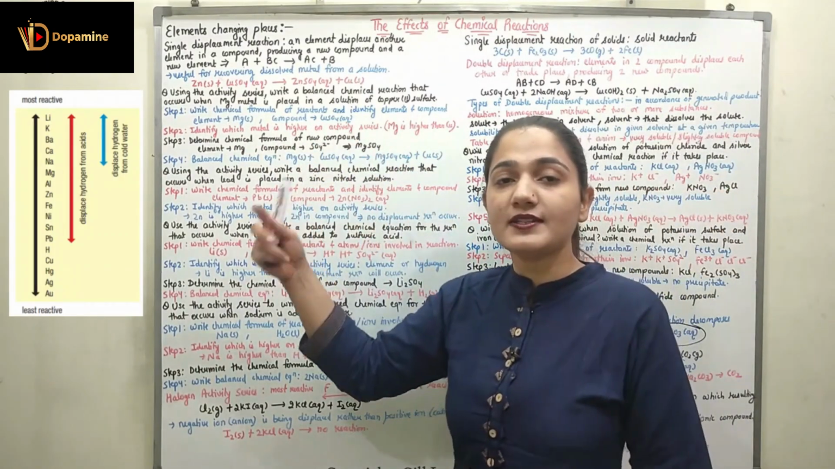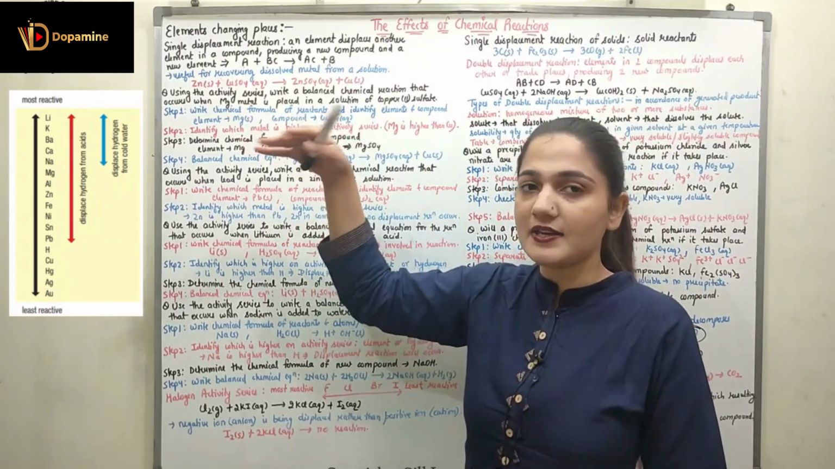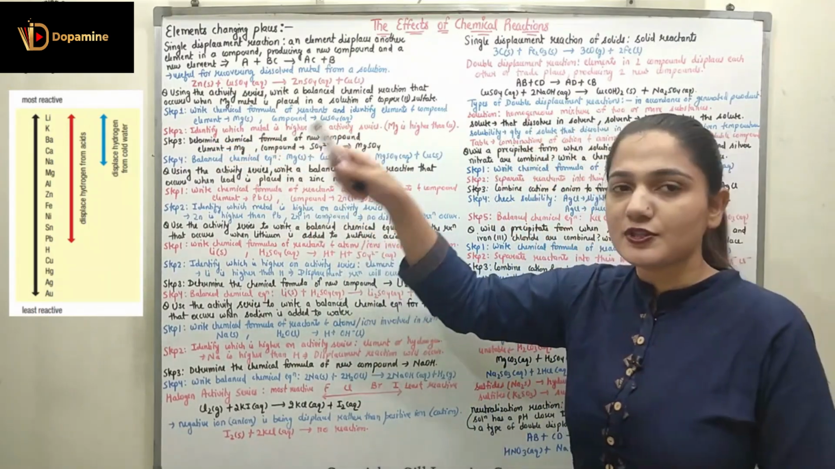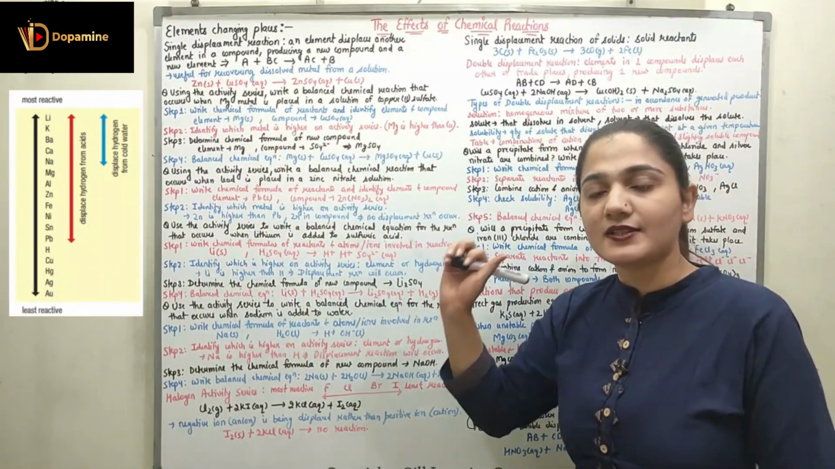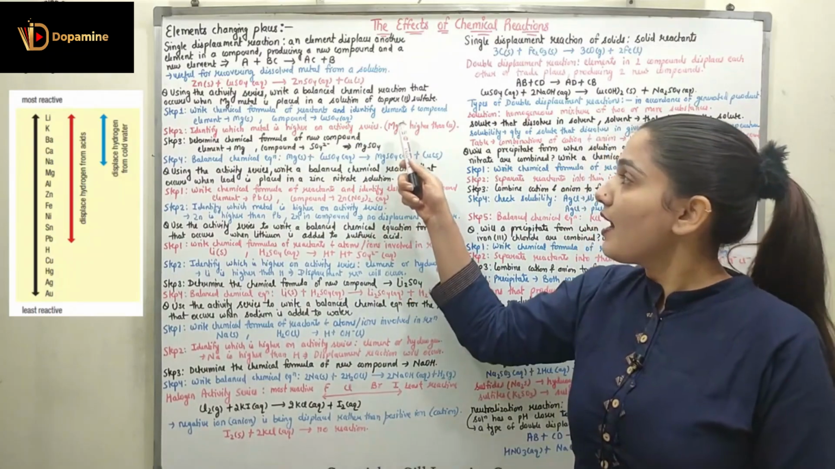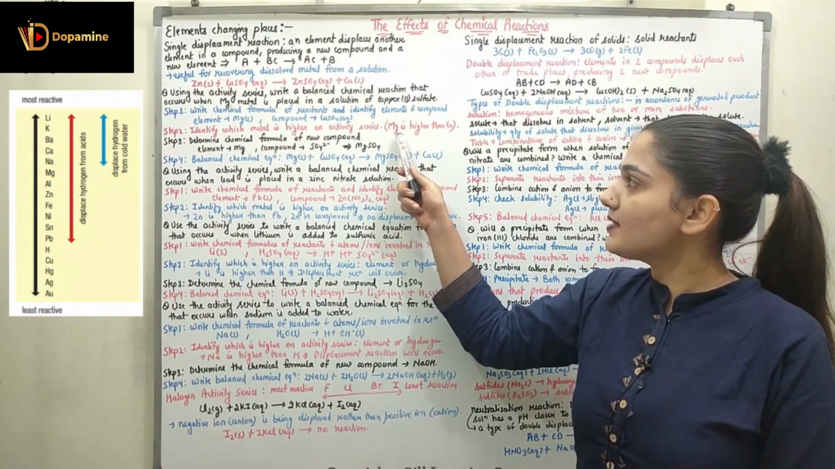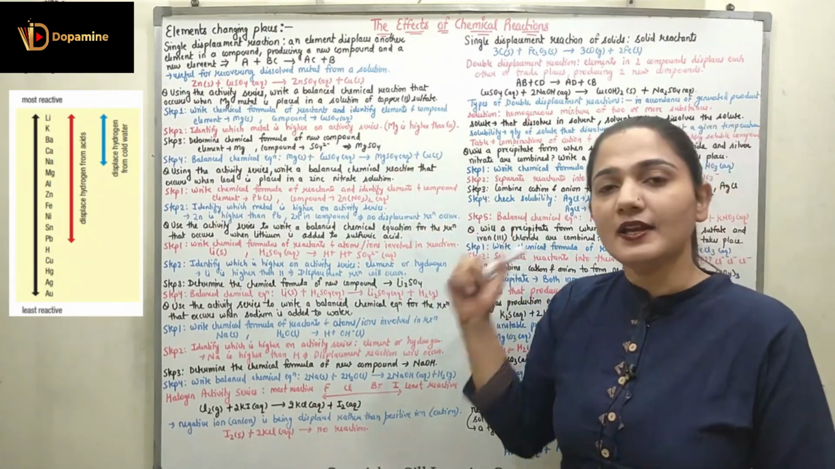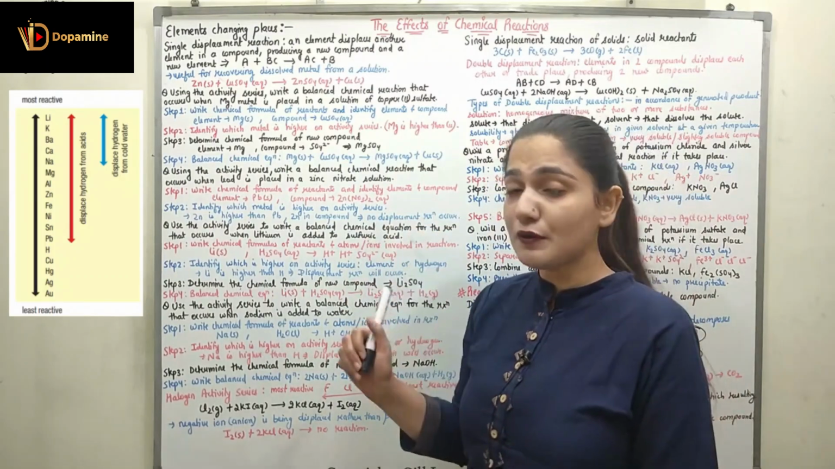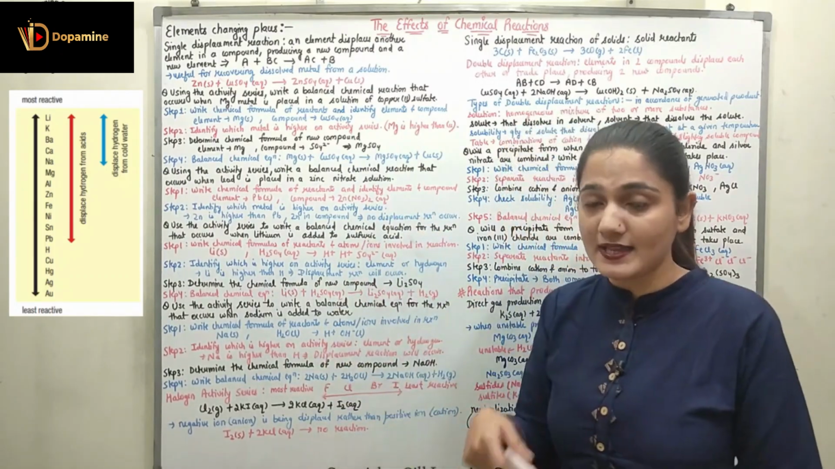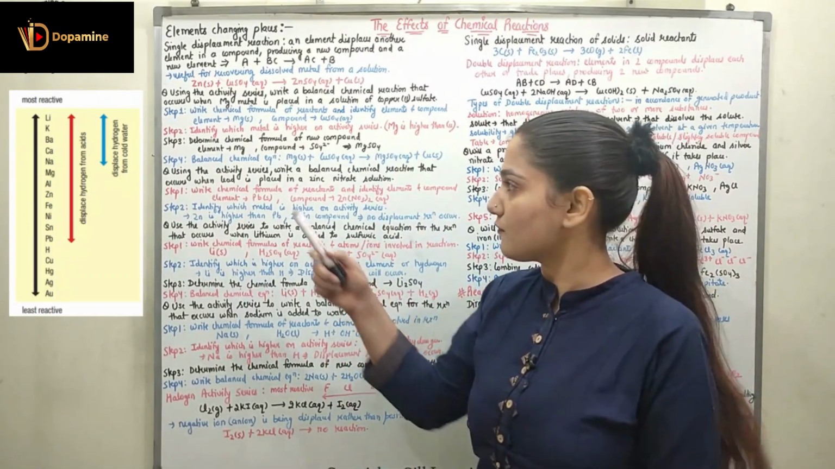Right, we have to understand which one is higher. The higher is more reactive. It is going to displace the less reactive element. So here from the activity series I can see magnesium is higher than copper. So magnesium is more reactive than copper. It can displace the copper from the CuSO4 solution.